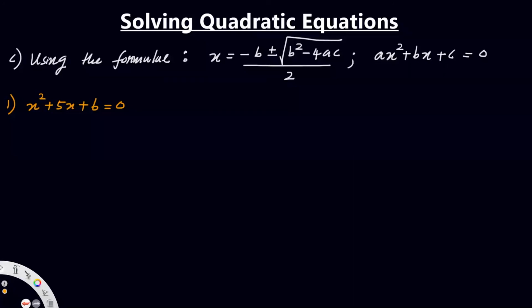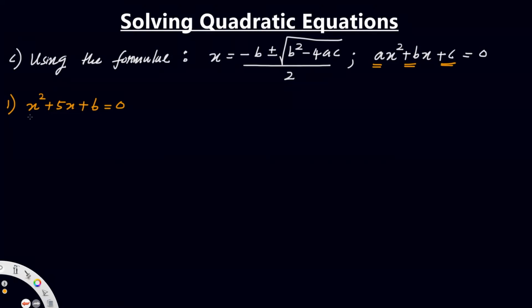Now let's talk about the third method using the formula. So this is a very famous formula. x is equal to minus b plus or minus square root of b squared minus 4ac, divided by 2a. This is valid for the equation if you have ax squared plus bx plus c. So a is the coefficient of x squared, b is the coefficient of x, and c is the coefficient of x to the power 0, or the constant of the equation.